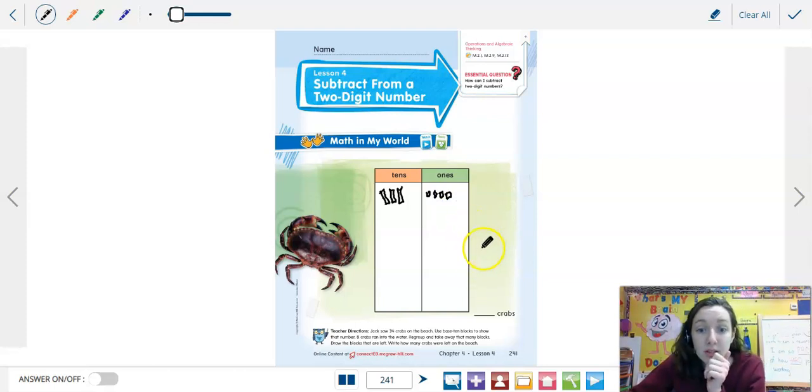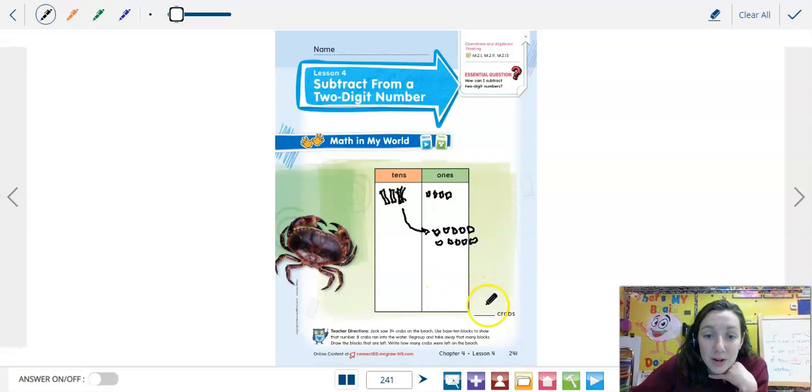Then it says 8 crabs ran into the water. It says regroup and take away that many blocks. Remember, if we don't have enough 1s, which in this case we don't have 8 1s, we have to regroup a 10. So X out that 10, bring it over and make it 10 1s. And then we're going to take away 8. So we have 1, 2, 3, 4, 5, 6, 7, 8.